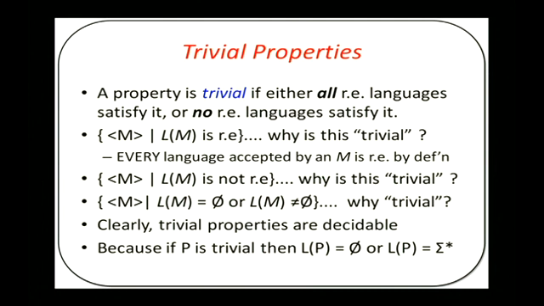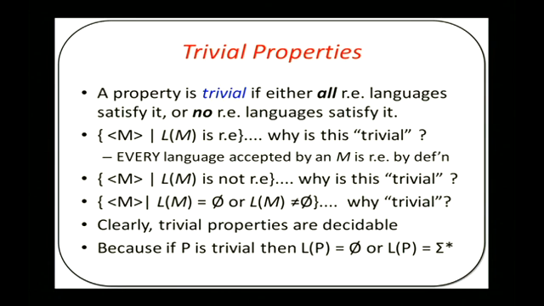Look at all the strings, all the programs such that the language accepted by that program is recursively enumerable. Why is this property trivial? Because by definition, every Turing machine accepts a recursively enumerable language, so all languages satisfy this property. Now look at all the programs such that L of M is not recursively enumerable. That's also trivial. Why? Because no string satisfies the property.